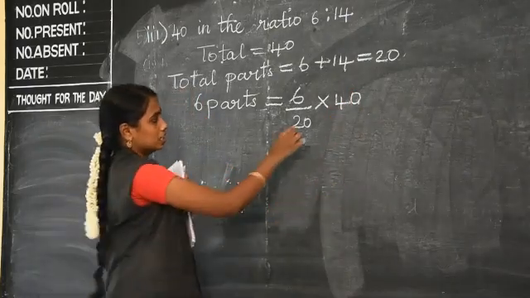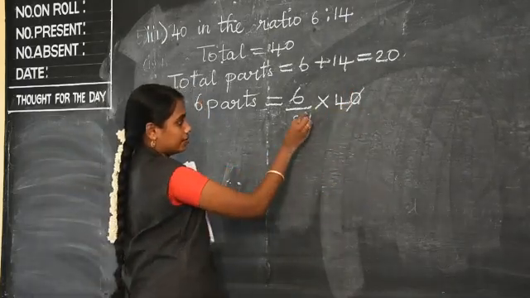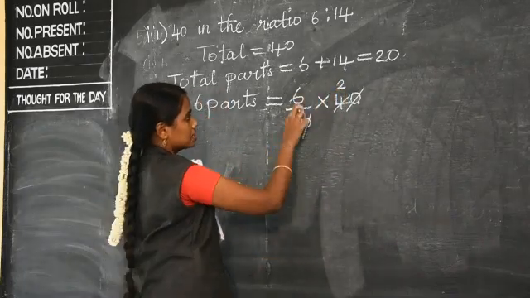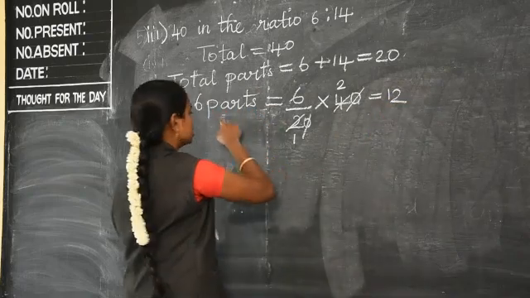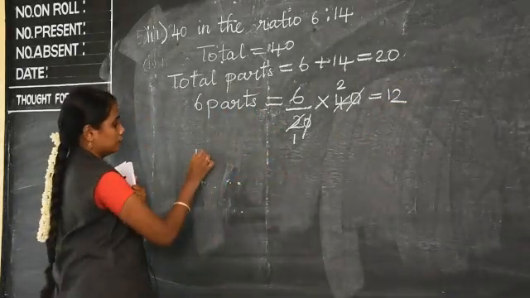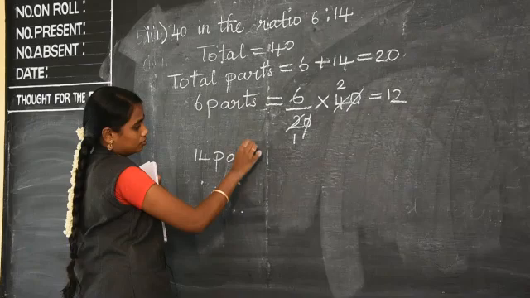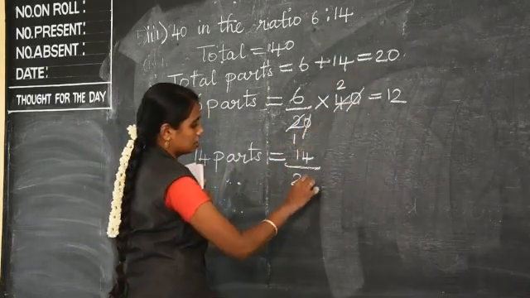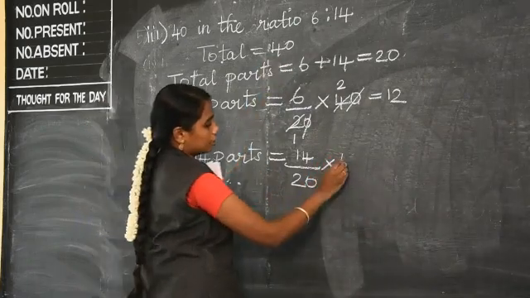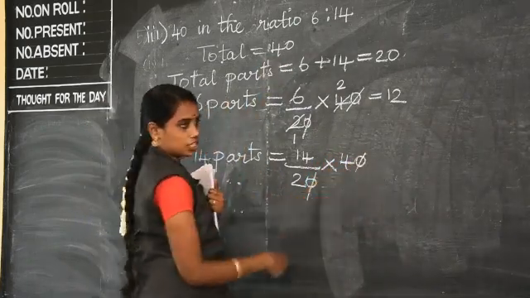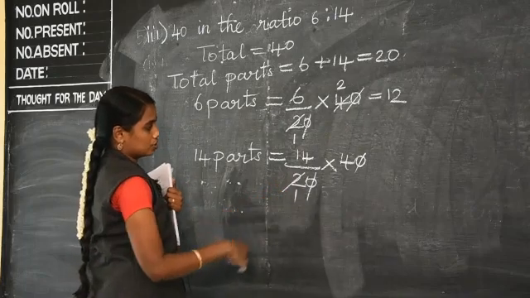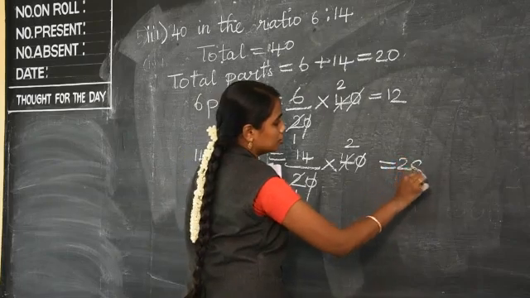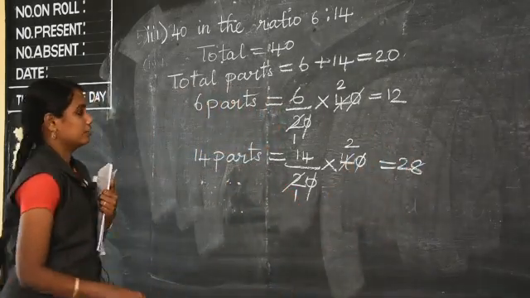Okay, now cancel 0, 0, 2 table, 2 ones are 2, 2 twos are 4. Now multiply 6 twos are 12. So 6 parts 12. Find out 14 parts. 14 by total parts 20, total 40, cancel 0, 0, 2 table, 2 ones are 2, 2 twos are 4. Now multiply 14 twos are 28.